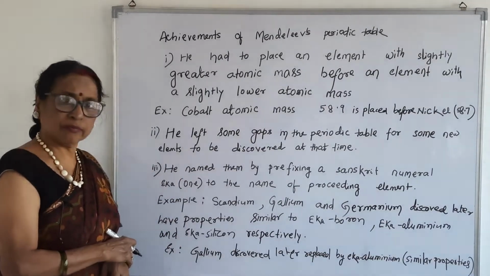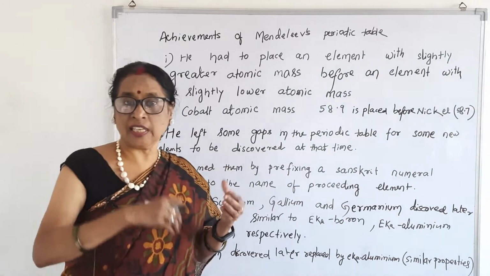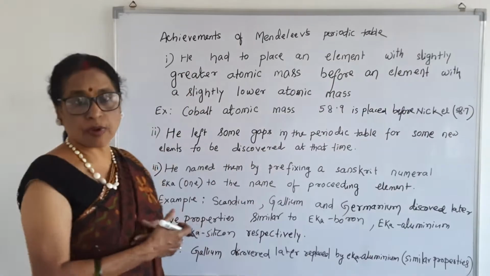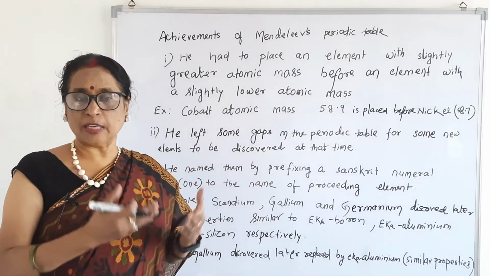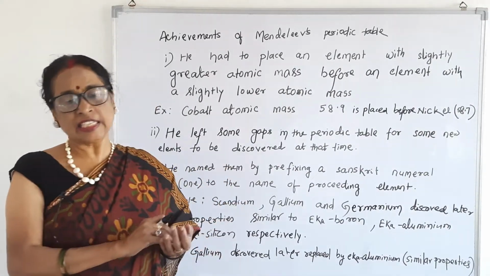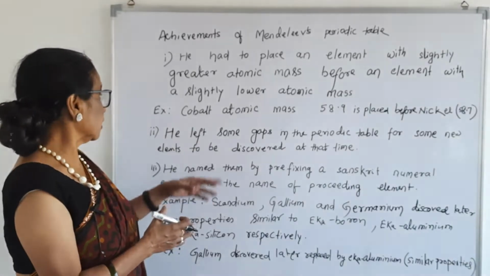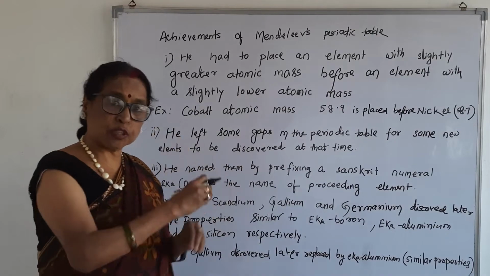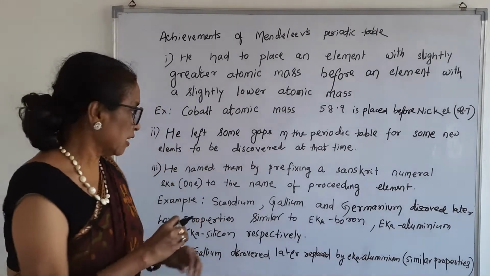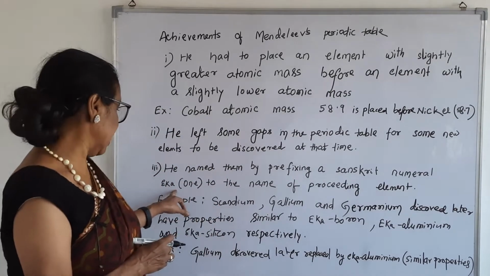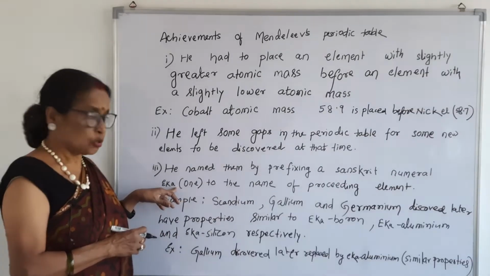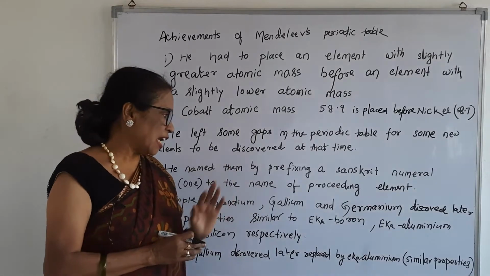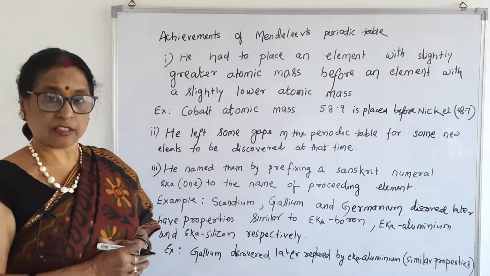He thought that in future some elements would be discovered after he put together that old form of the periodic table. When a new element was discovered in his time or after, the place was always vacant at that time, and he put a word, a digit, from Sanskrit. In Sanskrit, eka means one. So suppose scandium, gallium and germanium were discovered later.